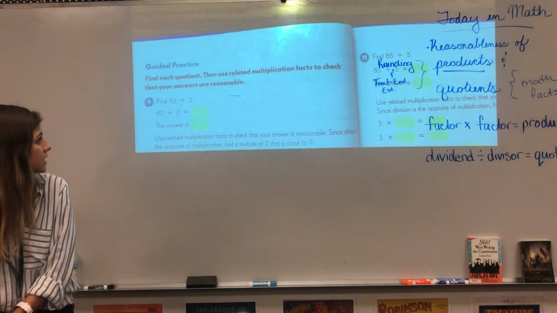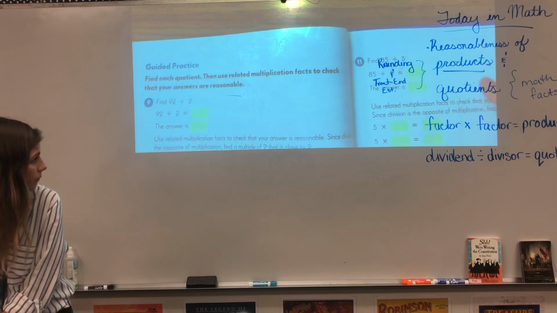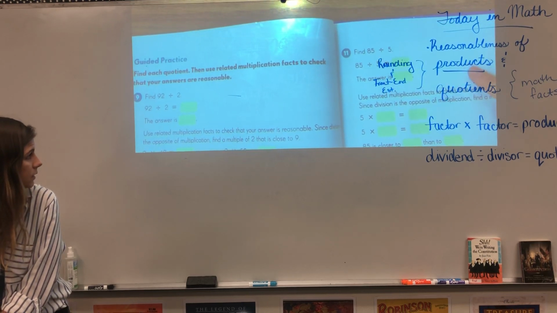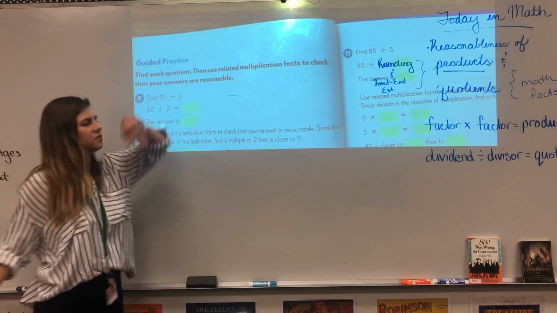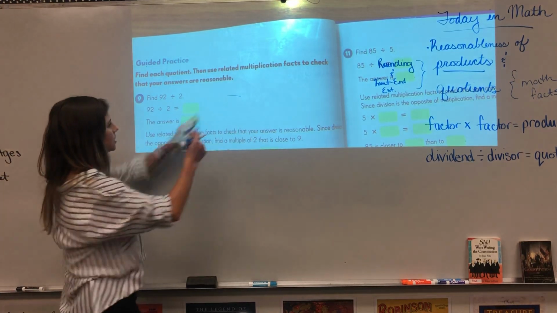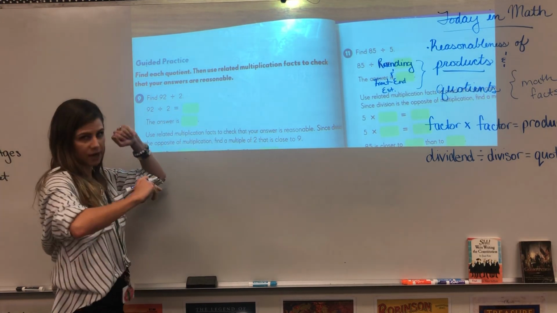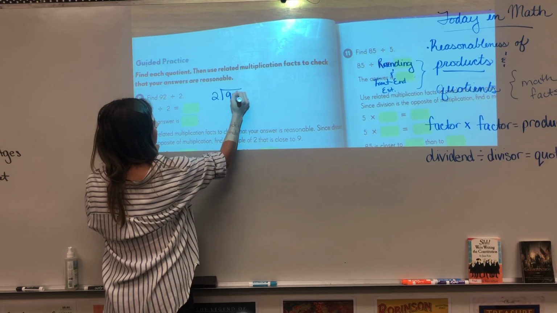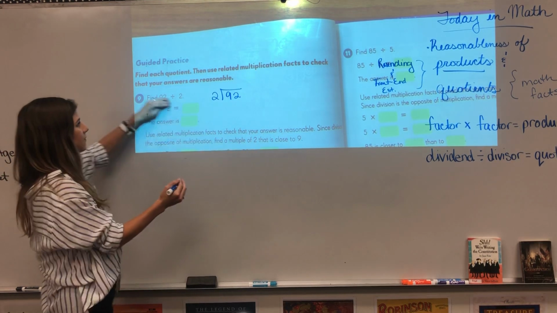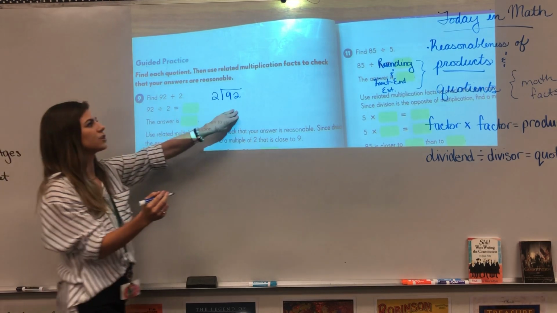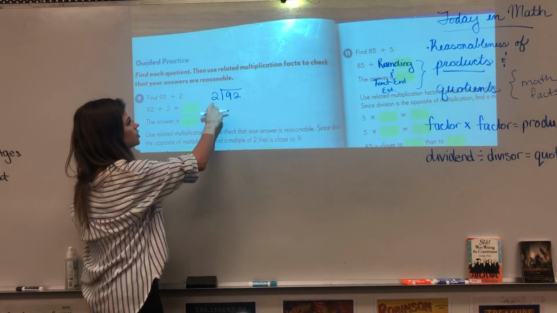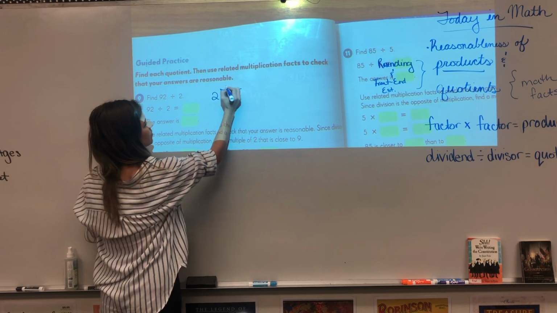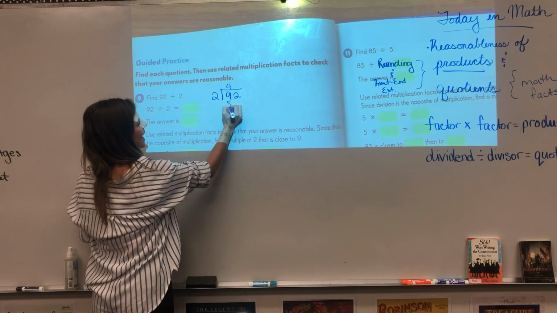All right, our next problem, we have 92 divided by 2. So first things first, we have to actually solve. You always want to put it vertically like this instead of leaving it horizontally, so you can use long division. 2 goes into 9. How many times? 4 times, because 4 times 2 is 8.